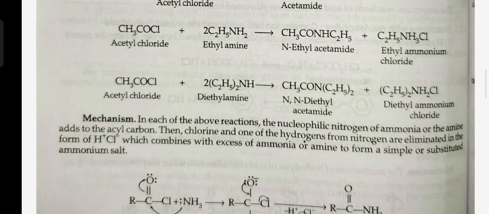Mechanism. In the above reactions, the nucleophilic nitrogen of ammonia or the amine adds to the acyl carbon. Then chlorine and one of the hydrogens from nitrogen are eliminated in the form of HCl, which combines with excess ammonia or amine to form a simple or substituted ammonium salt.